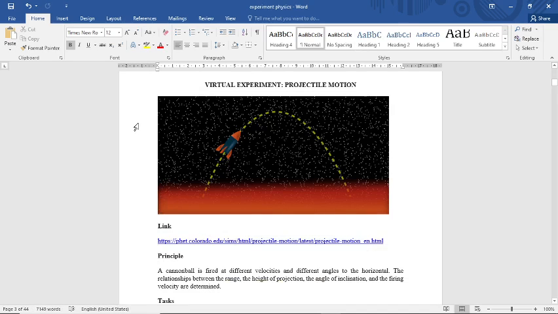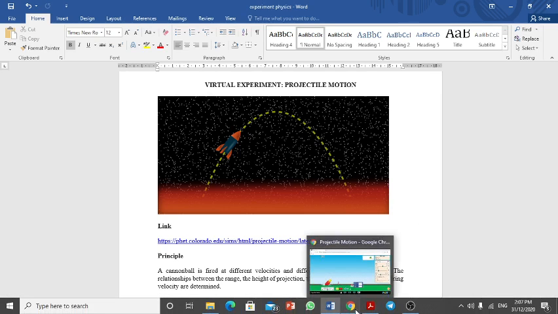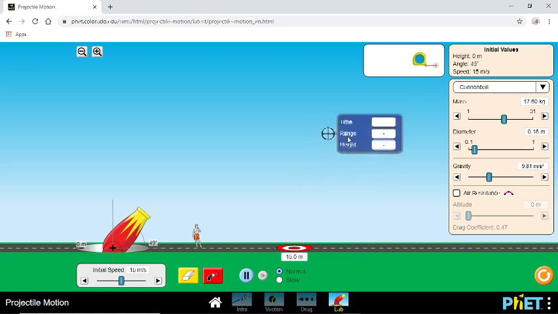Okay, I want to present about a virtual experiment, projectile motion. This experiment is about determining the maximum height and range based on various angles and initial velocities. The principle of this experiment is that a cannonball is fired at different velocities and different angles to the horizontal. The relationship between the range, the height of projection, the angle of inclination, and the firing velocity are determined. So we use this app to know about the maximum height and range.